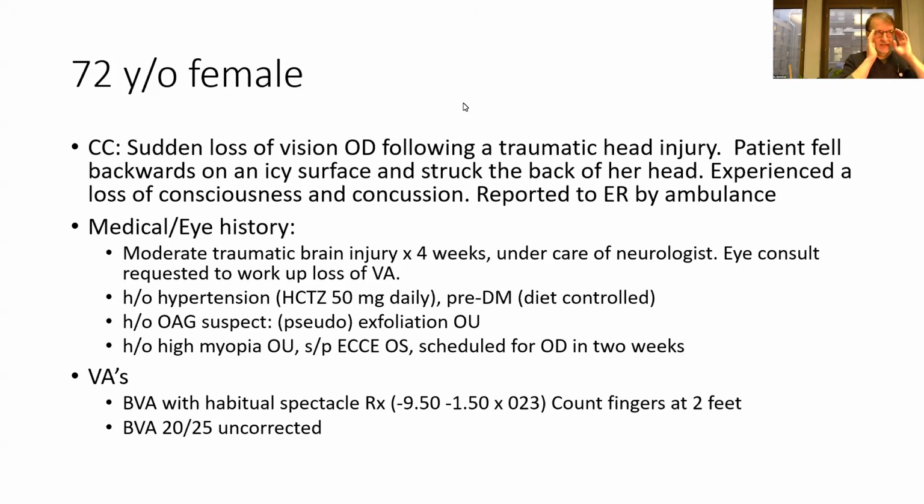We'll start with a case of a 72-year-old female. She had a sudden loss of vision in the right eye following a traumatic head injury. This patient fell backwards on an icy surface and struck her head. She experienced loss of consciousness and a concussion, and she reported to the emergency room by ambulance. Her medical history is now significant for a moderate traumatic brain injury for the past 4 weeks, and she's under the care of a neurologist. The neurologist sought an eye consult to work up the patient's complaint of a loss in visual acuity.